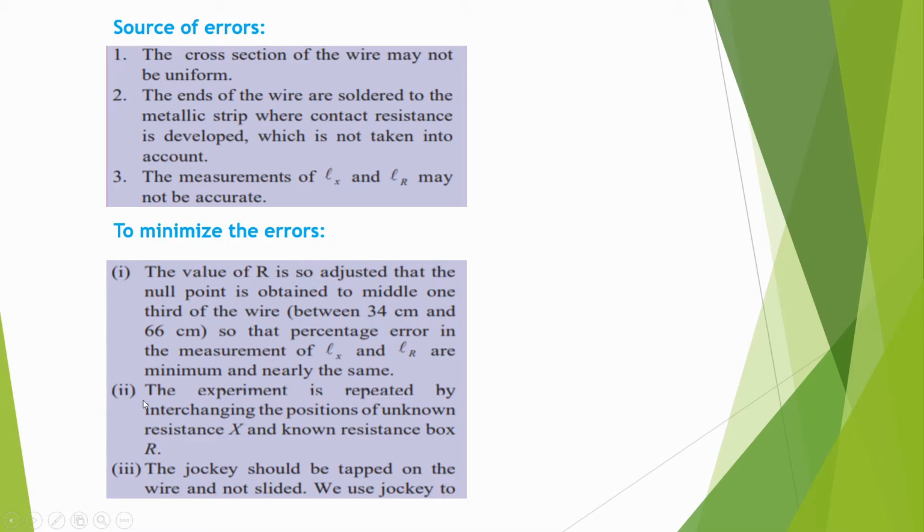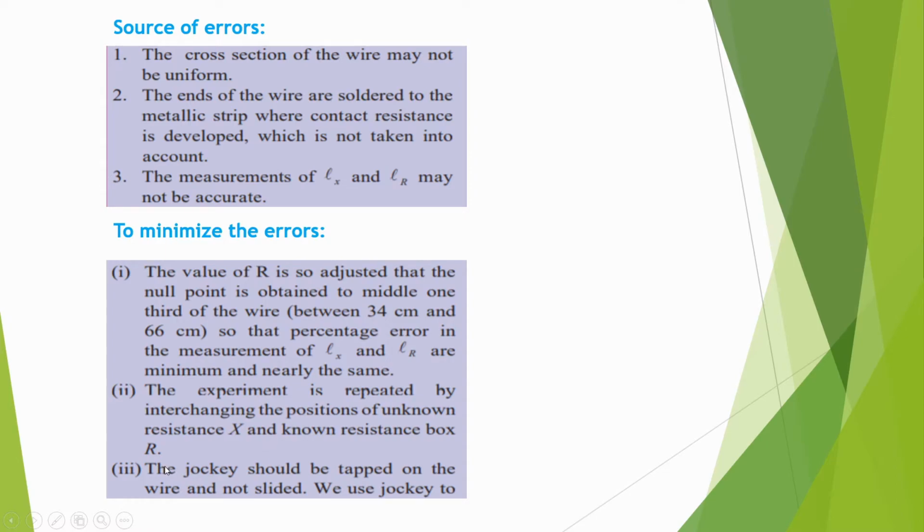Let us see the second. The experiment is repeated by interchanging the positions of unknown resistance X and known resistance box R. While we see the diagram, the unknown resistance X is connected to the left and resistance R is connected to the right. After that we can interchange the positions, means the resistance box is connected to the left and unknown resistance X is connected to the right. So by interchanging the positions we can minimize the error.